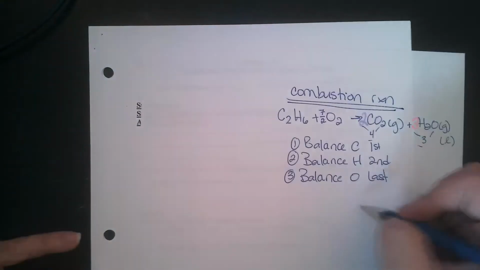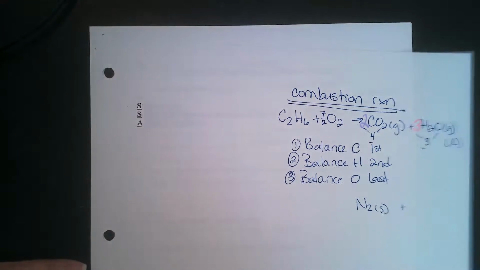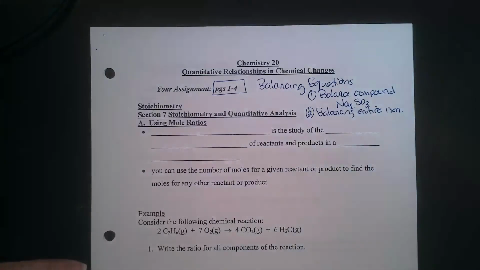When you're working with decomposition or formation reactions and you have a single element, so you have just a nitrogen plus something else, typically the nitrogen will be the last thing that you balance because you can adjust it according to the rest of the equation. So little tips and tricks that you might have forgotten from when we first did this.